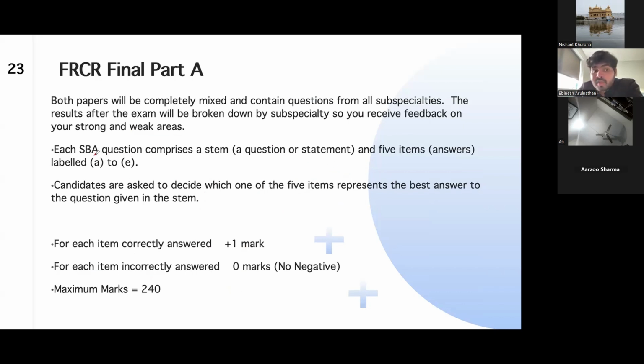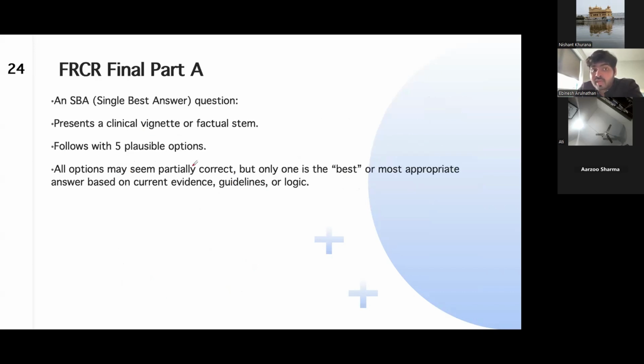All right. So these are all MCQ kind of questions. You'll have a stem, and you'll have five options. Just one of these five options is correct. Every correct answer will give you 1 mark, and every wrong answer will give you 0 marks. There are no negative markings. Every single best answer question will have a clinical vignette or stem and five options, and you will have to choose the best option of all these. It is possible that you can have three or four correct options, but the one that fits best is the answer.